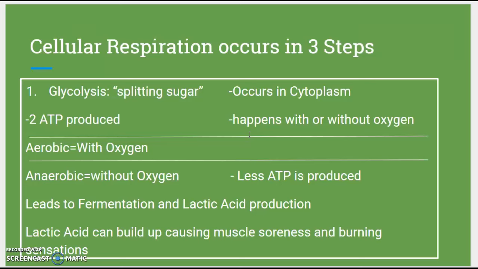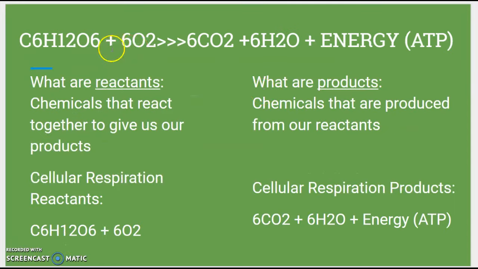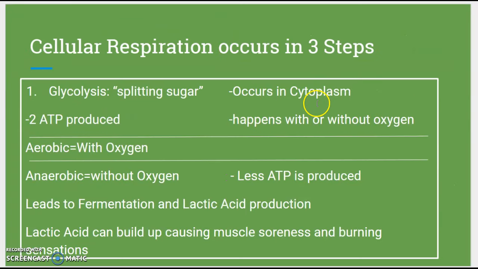So there are actually 3 steps to cellular respiration. Remember, in photosynthesis we had 2, so that's a difference. The first part of cellular respiration is called glycolysis, and that is when our sugar is split apart. So if we go back and look at this reaction here, the reaction starts with sugar. Well, in glycolysis, this sugar is broken apart. It occurs in the cytoplasm, and this process creates 2 ATP. And this can occur whether oxygen is present or not present.